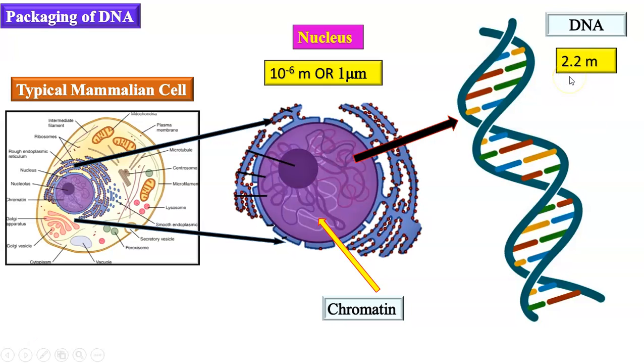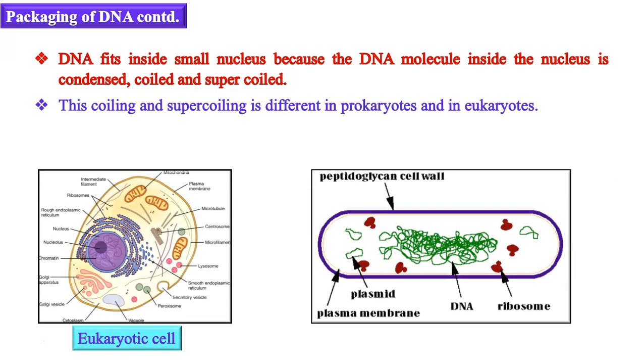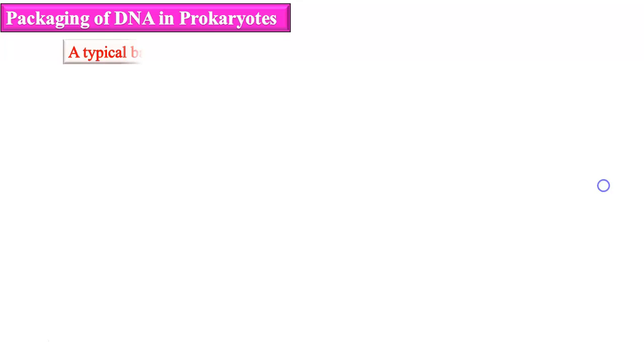How then is it possible that such a long DNA molecule, 2.2 meters long, gets accommodated in such a small nucleus? It is possible because the DNA molecule inside the nucleus is condensed, coiled, and supercoiled. So it fits inside such a small nucleus. But this coiling and supercoiling is different in prokaryotes and in eukaryotes. Let us first understand the packaging of DNA in prokaryotes.